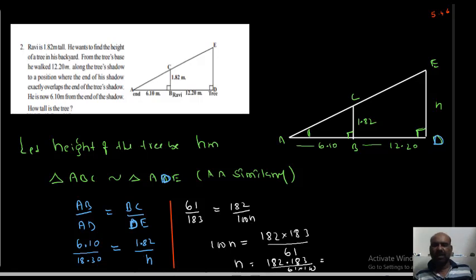Okay students, by using calculator what I got? 5.46 meters. Therefore you can write, height of the tree is 5.46 meters.